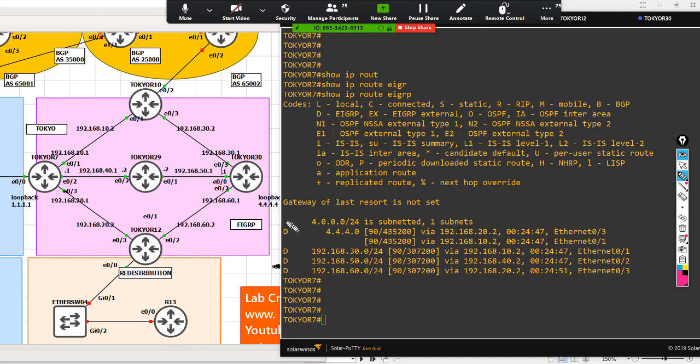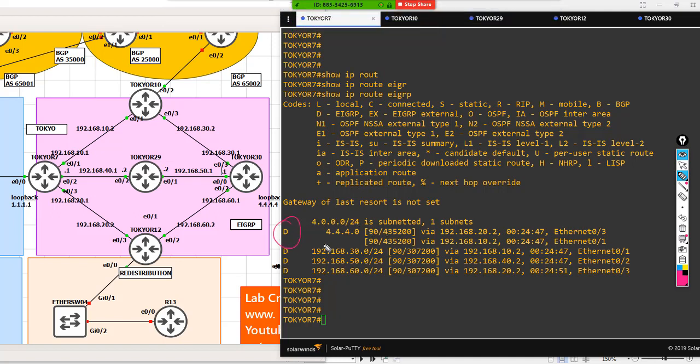So D represents EIGRP, and it represents the destination prefix with a prefix length of 24. This is the AD value, this is the metric to reach the destination. This is the interface via which the routes are being sent, so the local interface.